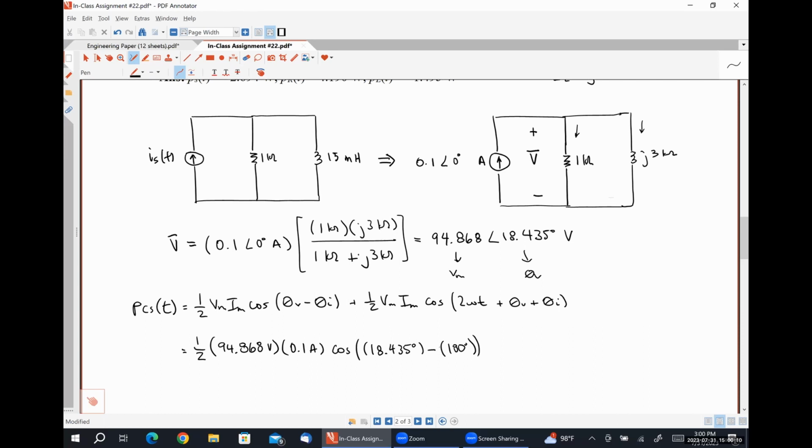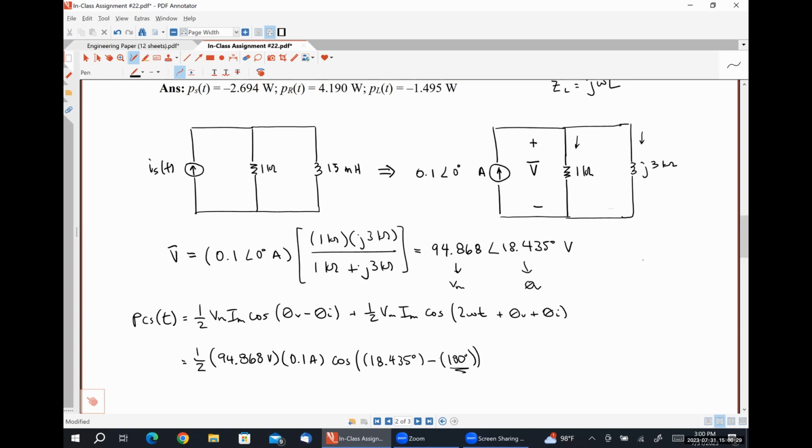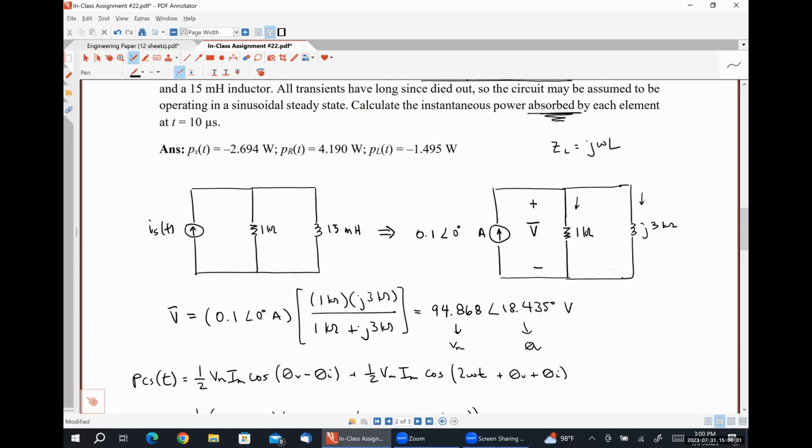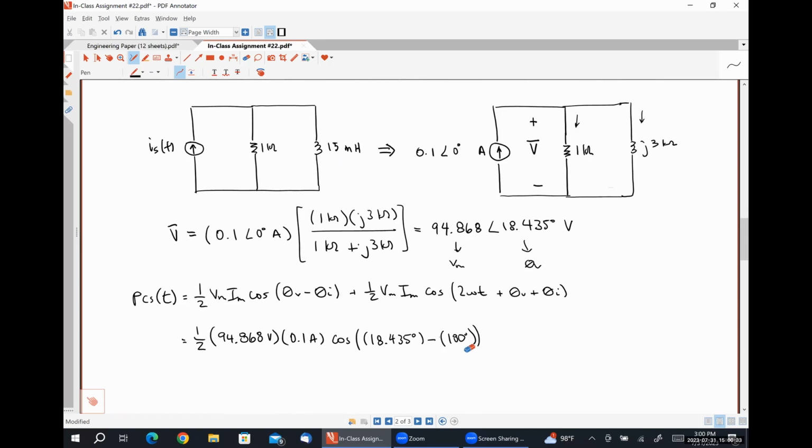So that passive sign convention stuff that we talked about on literally the second day of class, and I told you it was going to annoy us the entire time through this class, is still popping up, okay? So this 180 degrees right here is because we're looking for absorbed power. And we chose to find the voltage with positive polarity on top, like so.